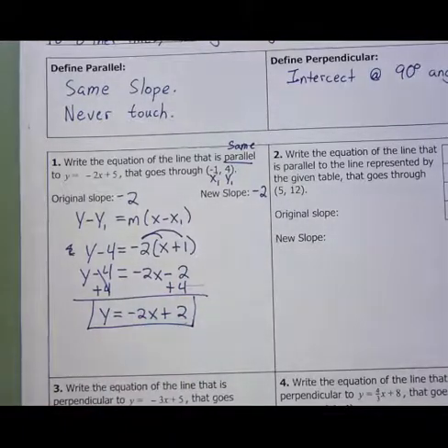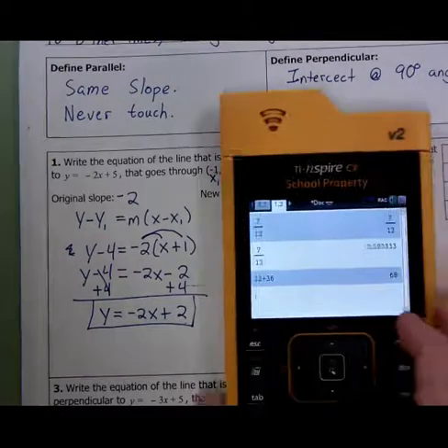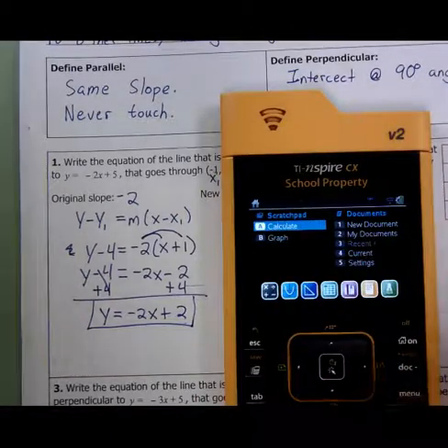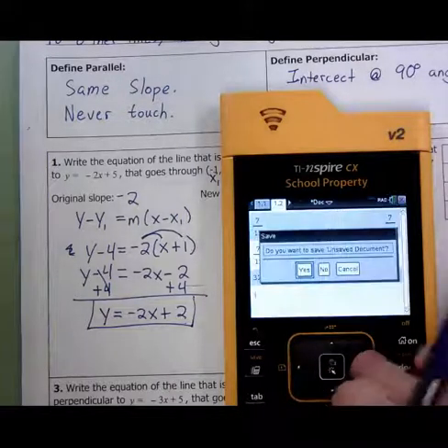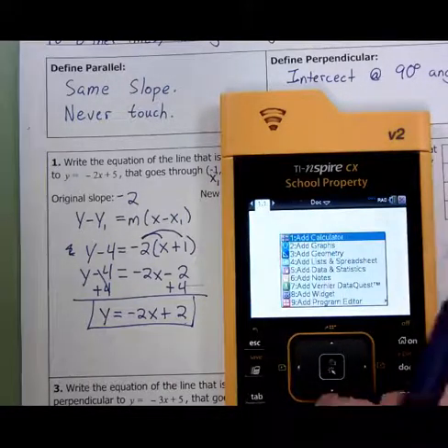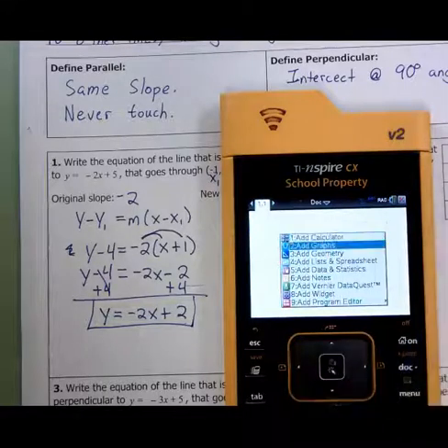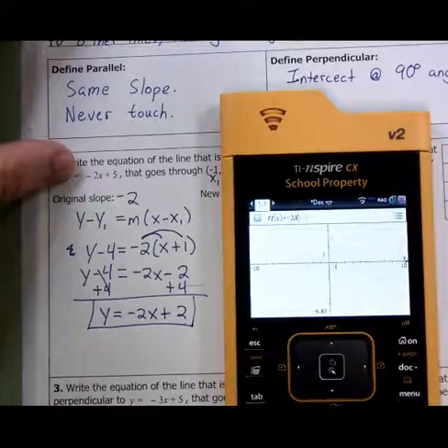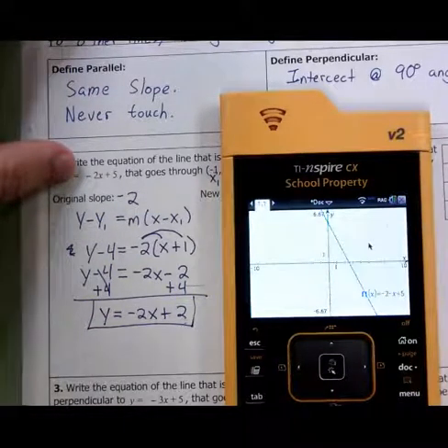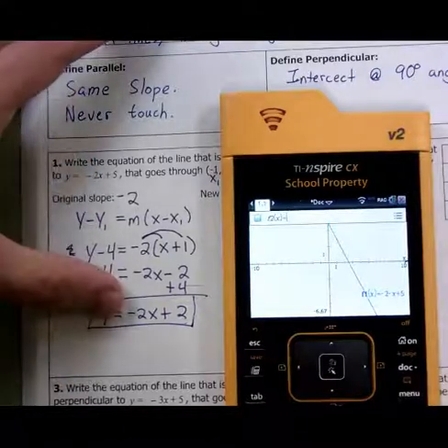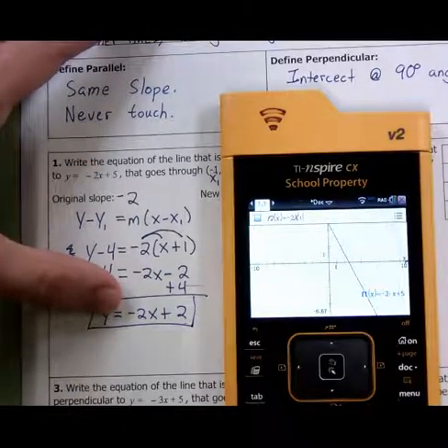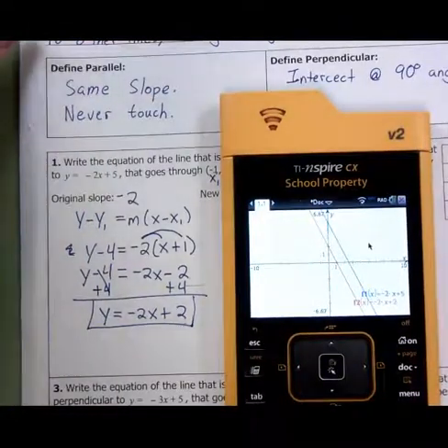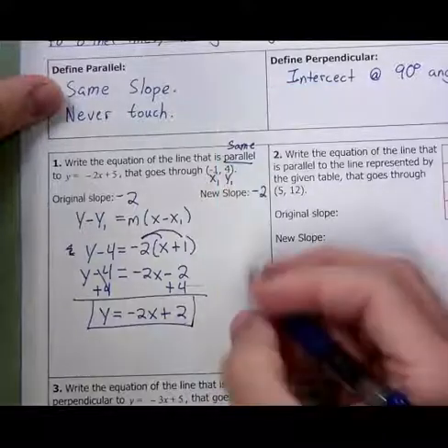Now, in case you want to check and make sure that that is in fact correct, you always have the ability to graph it in your calculator, and you can observe these things. So new document, no, I don't want to save, add a graph. I graphed the original one, which was negative 2x plus 5, enter. I hit tab. I graphed the second equation, which is negative 2x plus 2, enter. I can recognize that they are parallel, so that means we are good.